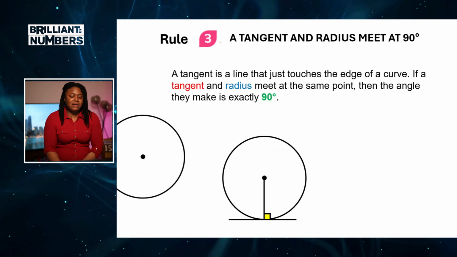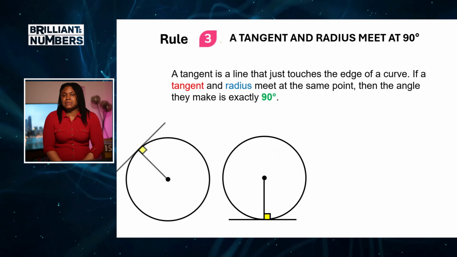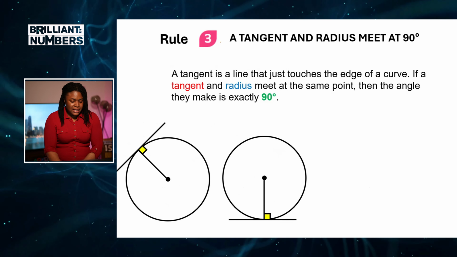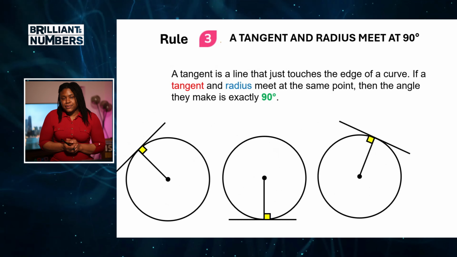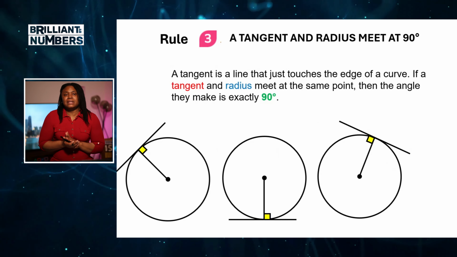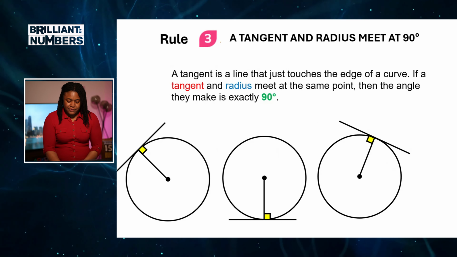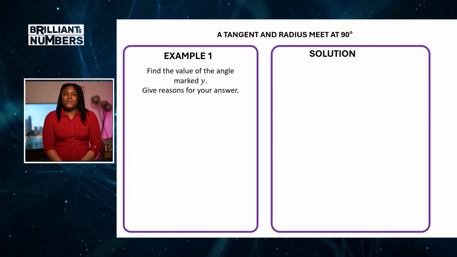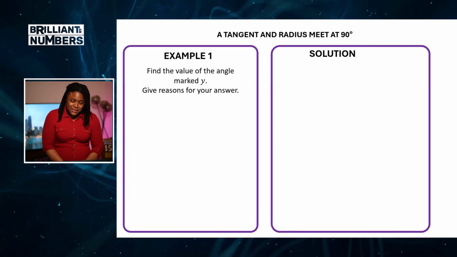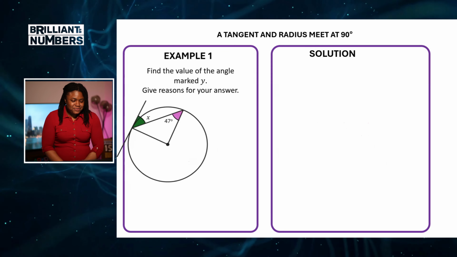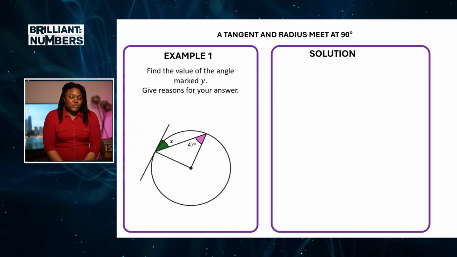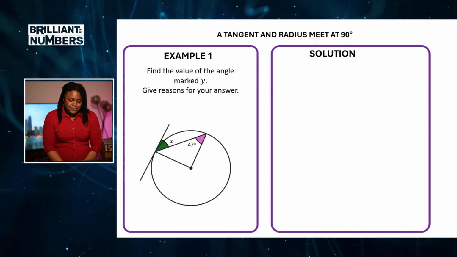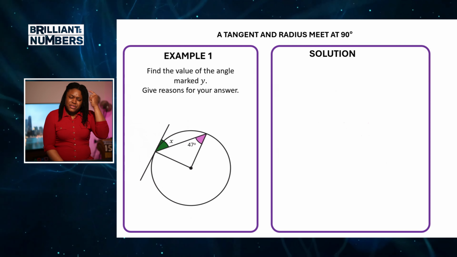Again, cannot stress enough, orientation doesn't matter. So it could be oriented oblique, could be oriented this way as well. So therefore, same principle applies. Again, turn your paper if you have to. So now we're going to go into some examples. In this question, we are asked to find the value of y, and we need to give reasons for our answer. So I look and I'm thinking I need some application here.